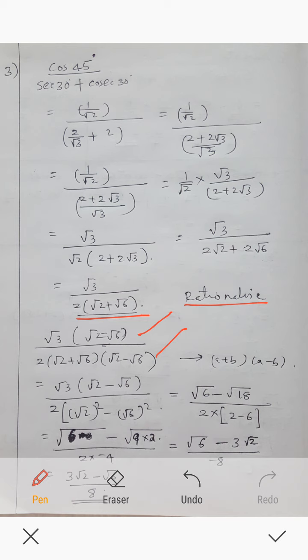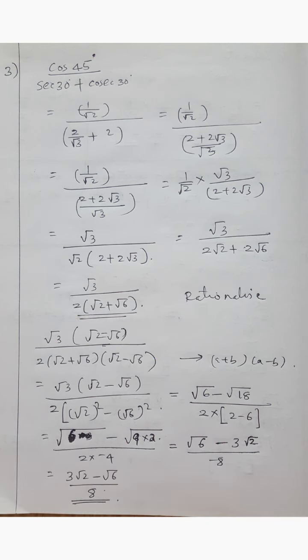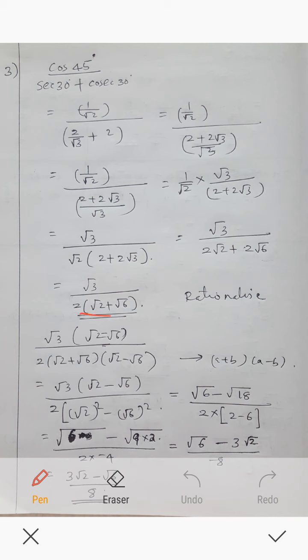So it will be (root 3 into root 2 minus root 6) divided by (2 into root 2 plus root 6) into (root 2 minus root 6). Multiply both numerator and denominator by the conjugate of the denominator here. Now the numerator, root 3 into root 2 minus root 6, keep as it is. Now the denominator is in the form (a plus b) into (a minus b). Root 2 plus root 6 into root 2 minus root 6 is in the form of this identity. So numerator let it be there and simplify the denominator using the identity.